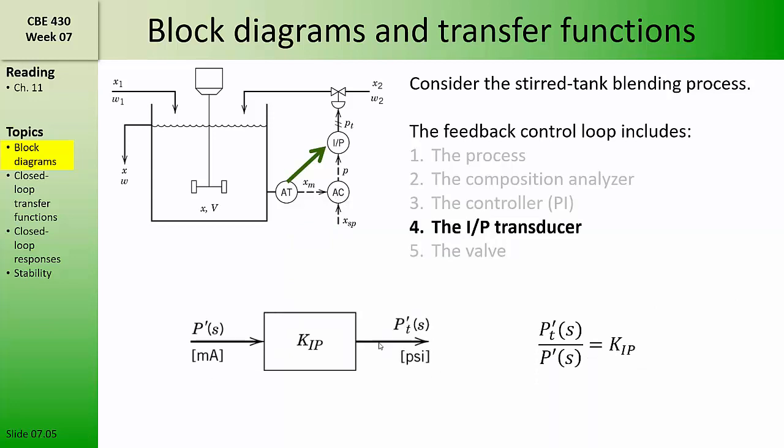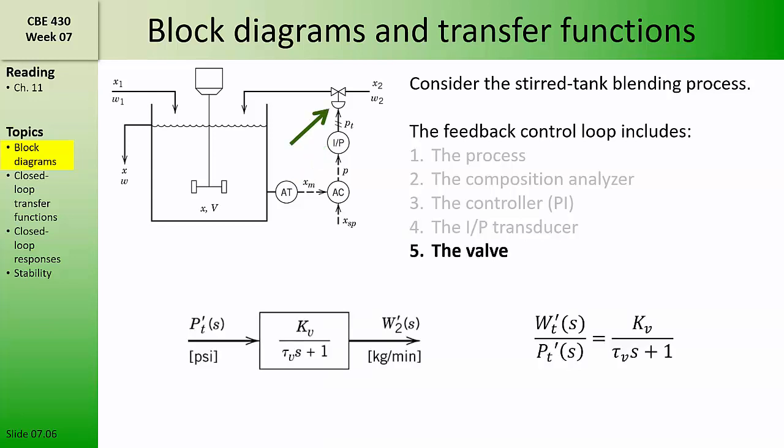Next is an easy one. The IP transducer simply takes a current signal and converts it to a pneumatic pressure signal. Here we call the deviation in that signal P sub t prime to differentiate it from P prime, which is the controller output on the milliamp scale. To make that conversion, we simply need a gain for the IP transducer that converts the milliamp units to the pressure units. The conversion of the milliamp signal to the pressure signal occurs essentially instantaneously at the transducer. There's no time constant associated with this transfer function. It's simply a gain.